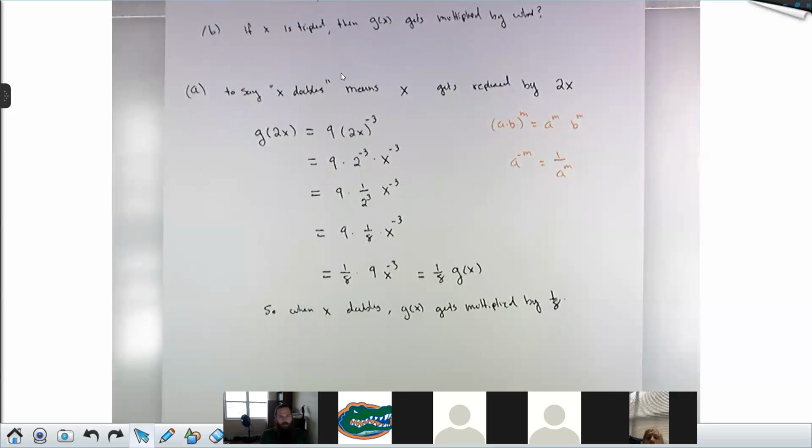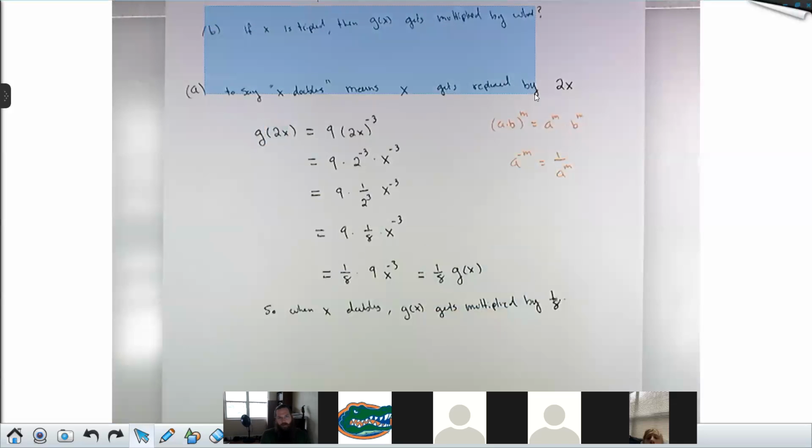So if g of x was like measuring how intense the sound was from a speaker x feet away, if you walk away, if you double your distance, then the intensity goes down by a factor of 1/8. Right? That's another way to say this sort of thing. If x goes up by a factor of 2, then g of x is reduced by a factor of 1/8. There are things, lots of things, in fact, in the real world that operate this way.